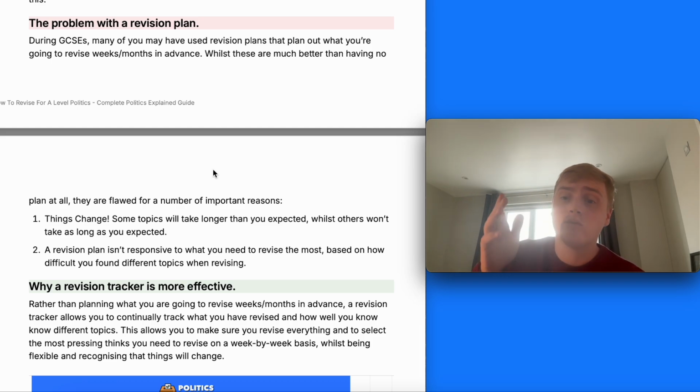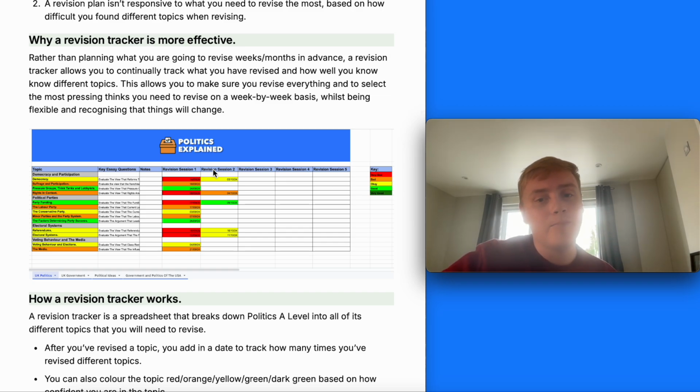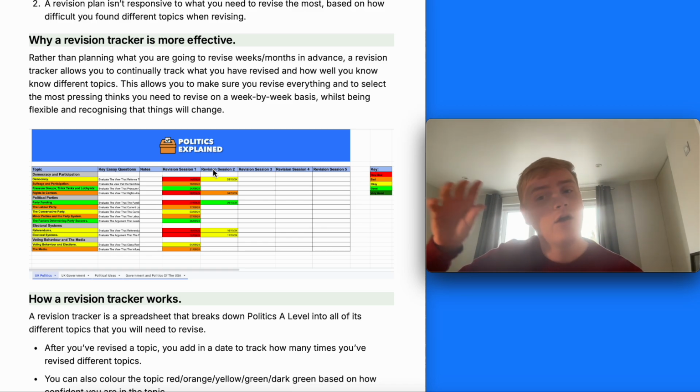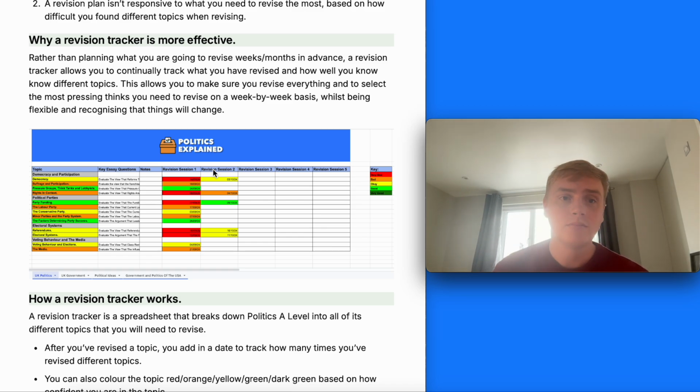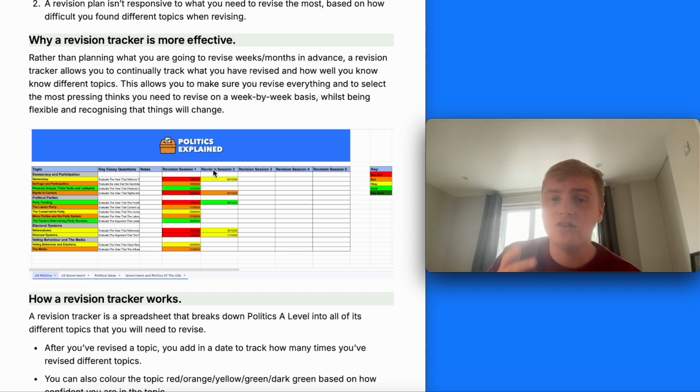So instead of a plan, what I really recommend is a revision tracker. There's a tracker here you can see on the screen, and you can access this for free on the Politics Explained website. Download it as a spreadsheet and edit it however you want. But effectively, rather than planning for weeks and months in advance for what you're going to revise, it allows you to continually track what you've revised and how well you know different topics. And that allows you to make sure that you revise everything and to select the most pressing things you need to revise on a week-by-week basis, based on how little you've revised them and how bad you are at them, whilst being flexible and recognizing that things are going to change.